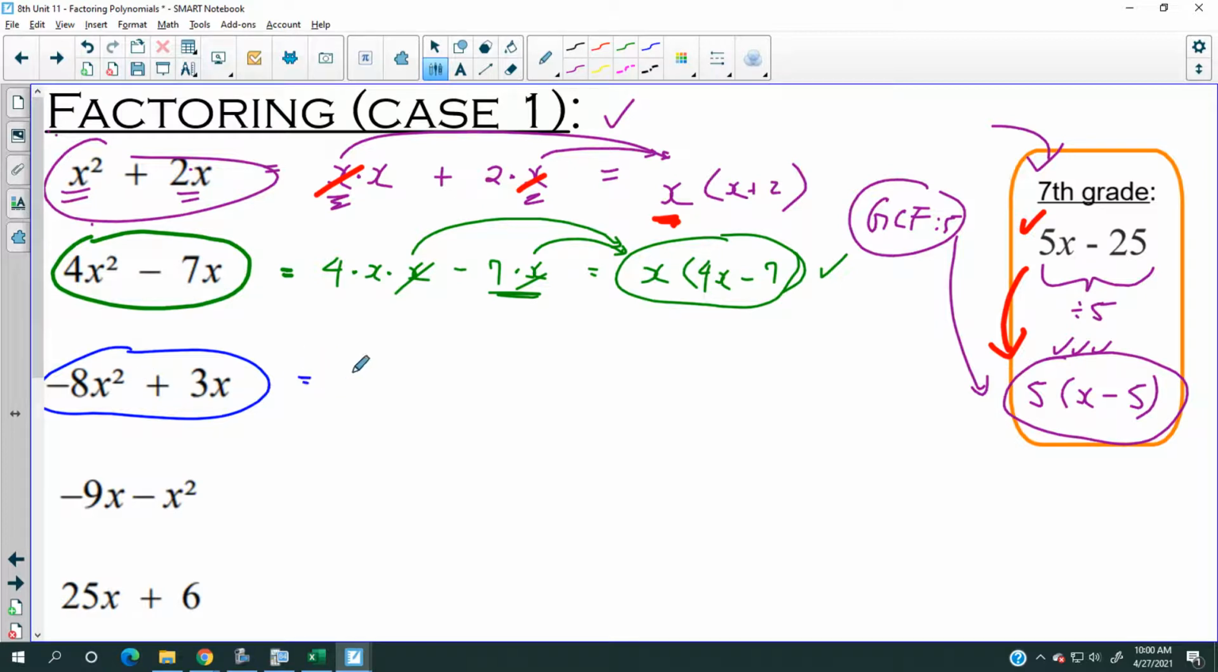Now, again, let's break it down. Negative 8x. Let me rewrite it. Negative 8 times x squared, so that's x times x, plus 3 times x.